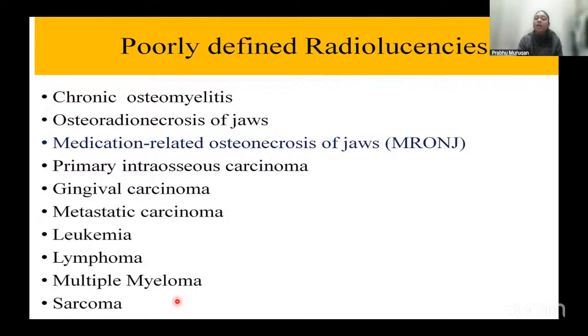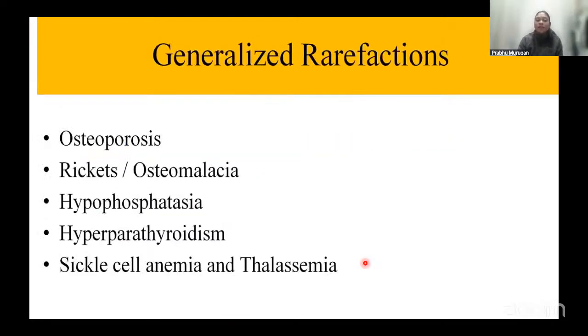Okay. Poorly defined radiolucency. These are the examples of poorly defined radiolucencies. Osteomyelitis, most common example. Then generalized rarefactions. Generalized means it will be involving both the maxilla and the mandible, both the right side and the left side.